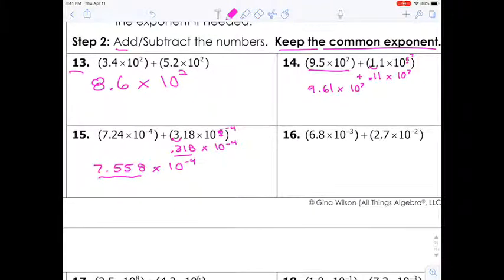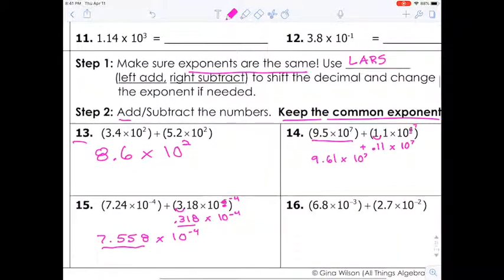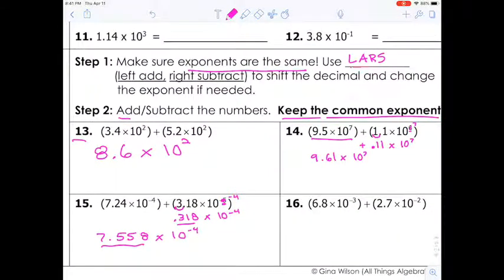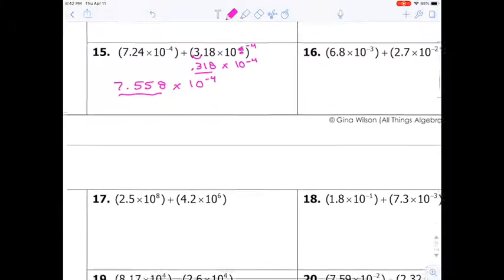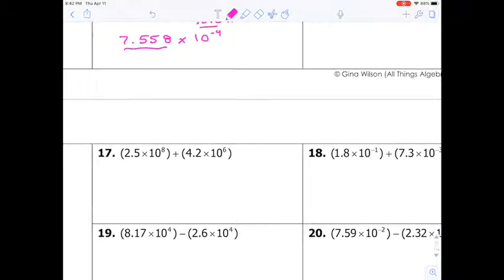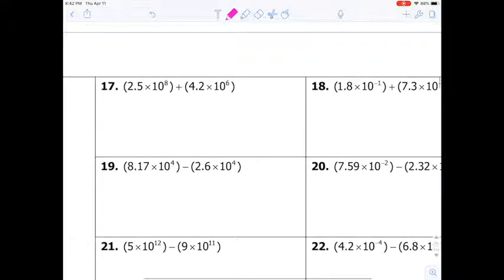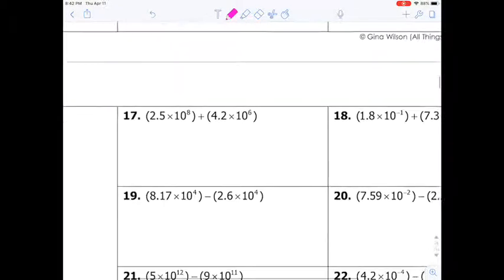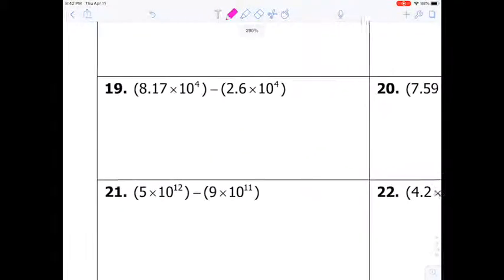So I'm thinking now, when it says use the LARS, which is left add, right subtract, what could that possibly mean? Well, in both of these addition problems, we changed the one on the right. So I'm not sure if that has anything to do with anything or not. You might be able to figure that out as you go along and you practice just a few more of these. Let's do a subtraction one.